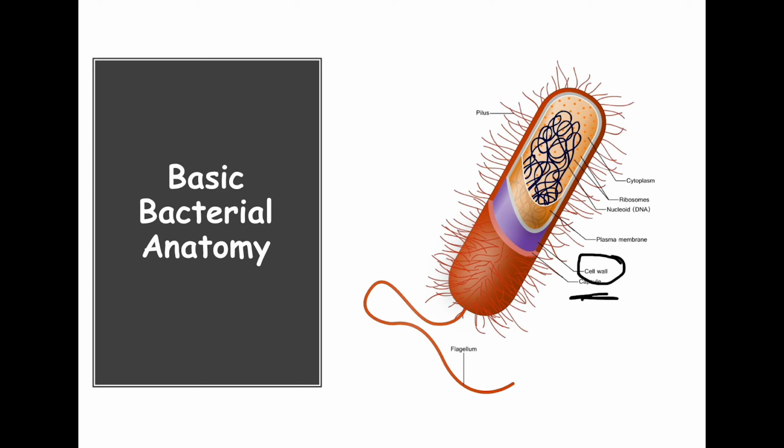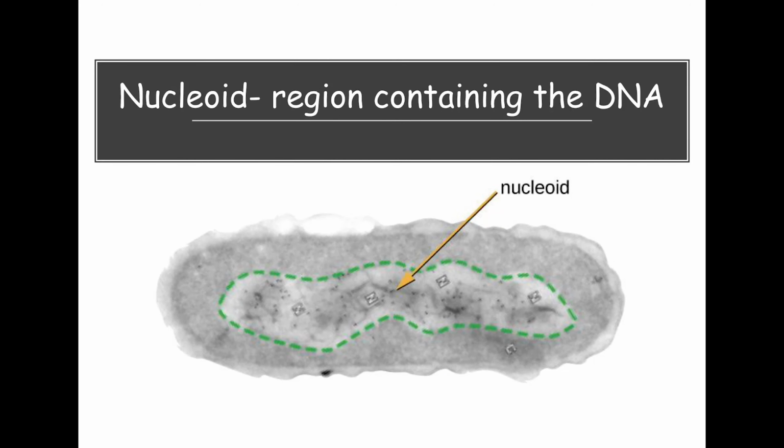Bacteria also have plasma membranes, very similar to what we have. They have a region where their DNA is found called a nucleoid. They have ribosomes that are involved in translation, and of course they have cytoplasm. So I know I'm kind of rushing this because I'm actually going to talk about each one of these structures. The first thing I'm going to start with is the region of the bacteria where you find their DNA or nucleic acid. That region is called the nucleoid.